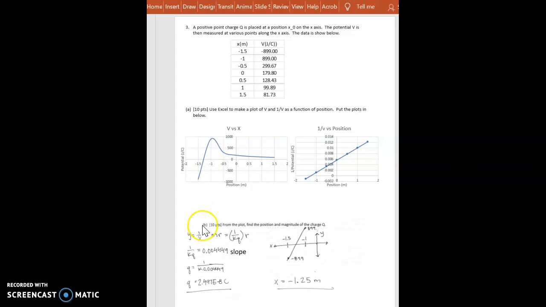So then if I wanted to find what y was, I know y is 1 over v, and so that then turns into 1 over k times q times r. And so what I did was I found the slope through Excel, and I found what the magnitude was.